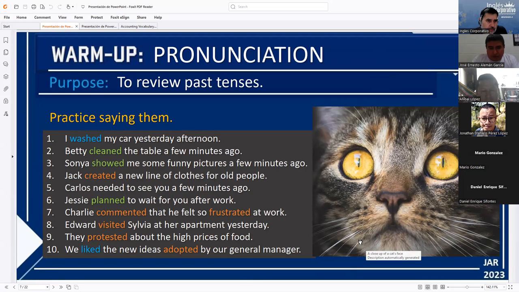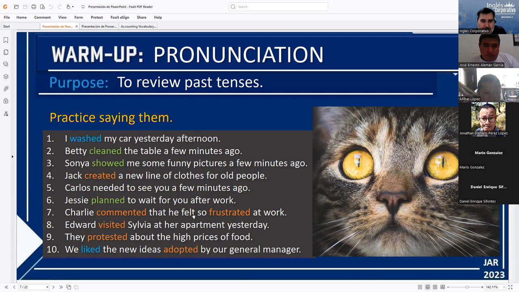We're going to be practicing pronouncing this: washed, cleaned, showed, created, needed, planned, commented, frustrated, visited, protested, liked, and adopted. So I washed my car yesterday afternoon. Betty cleaned the table a few minutes ago. Sonia showed me some funny pictures a few minutes ago. Jack created a new line of clothes for old people. Carlos needed to see you a few minutes ago. Jesse planned to wait for you after work.